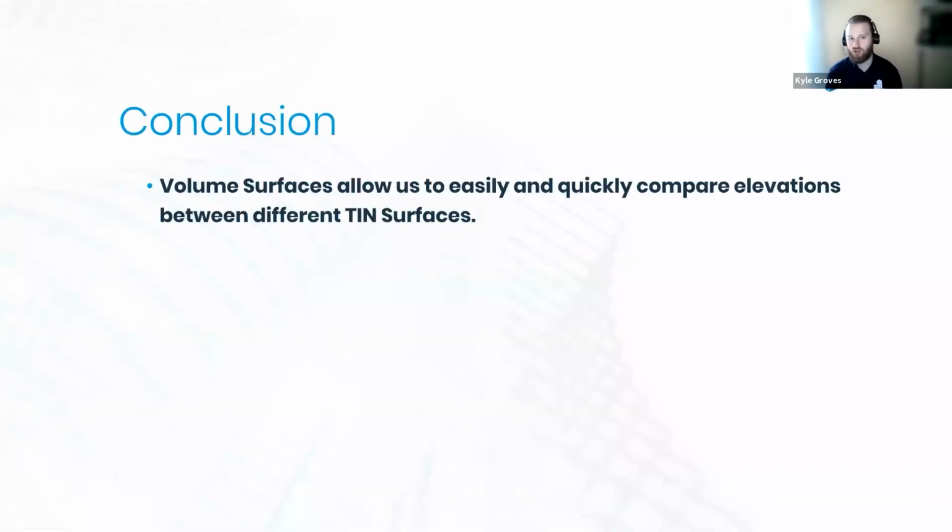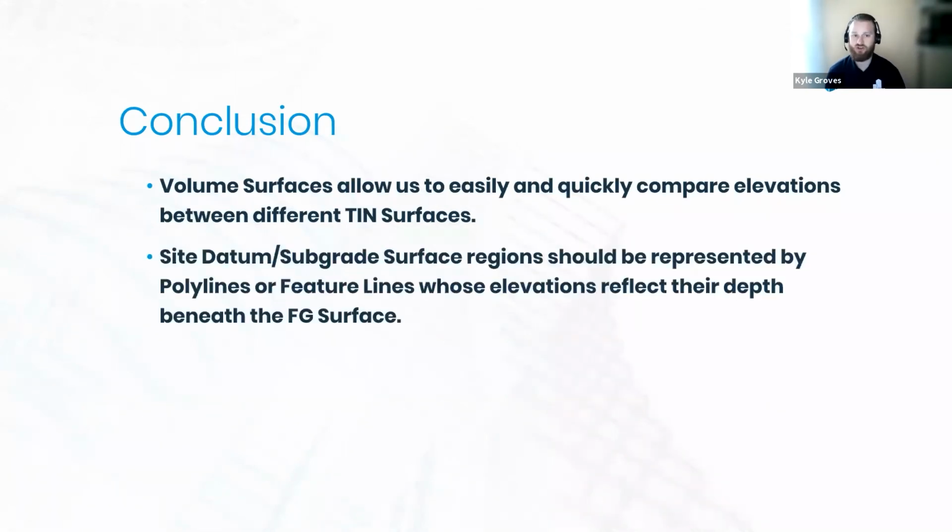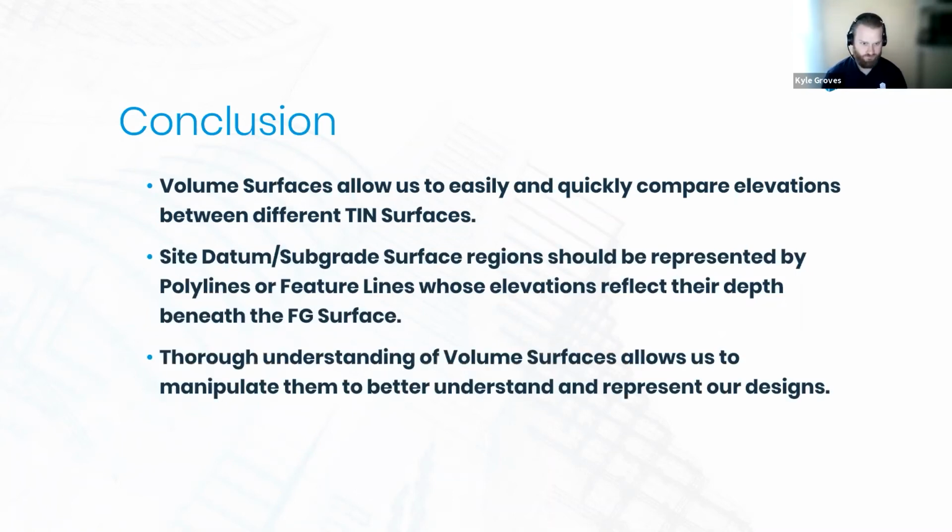And so to conclude for today, we learned that volume surfaces allow us to easily and quickly compare elevations between different TIN surfaces. We learned that our site datum or our site subgrade surface regions should be represented by either polylines or feature lines, and those elements need to have their elevations reflect their depth underneath the FG surface, and we're going to do that with a positive elevation.